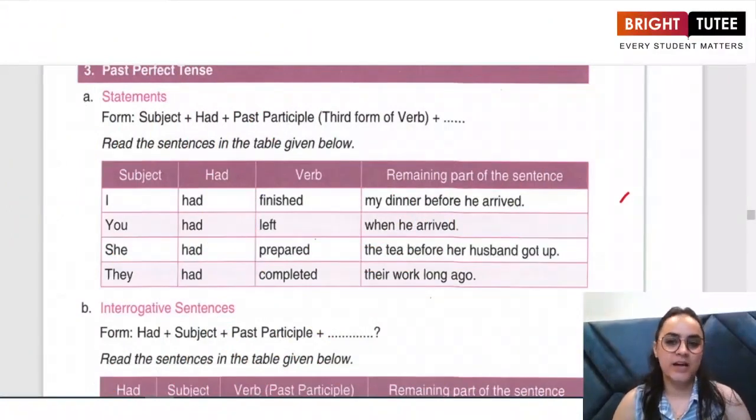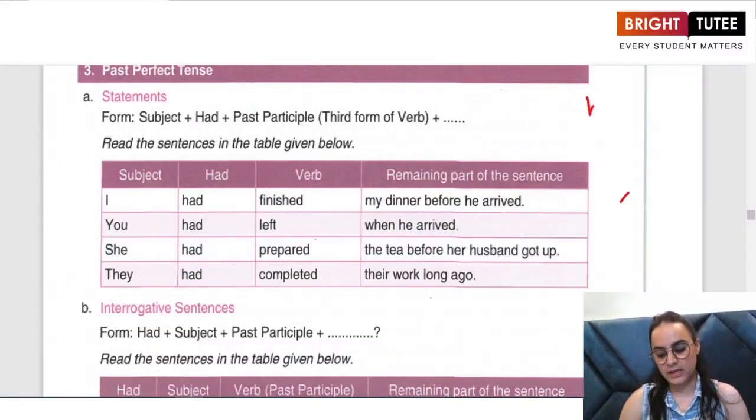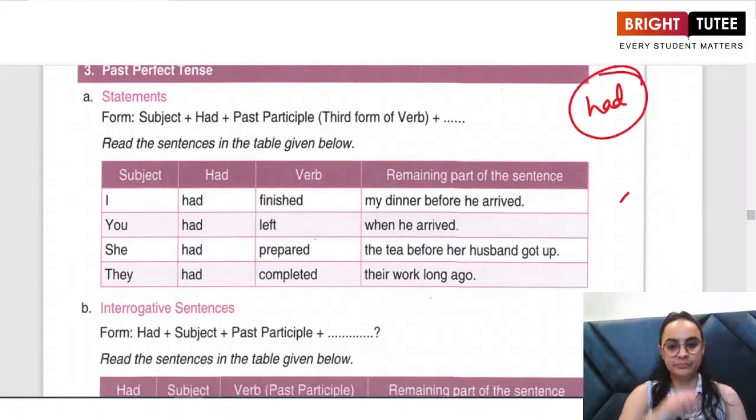In this class, we are going to learn about the sentence formation of the past perfect tense and its uses. So let us start. Now, when talking about the past perfect tense, we have just one helping verb that we need to take care of, that is had. And with had, we always use the third form of the verb. This is something that you have to remember.